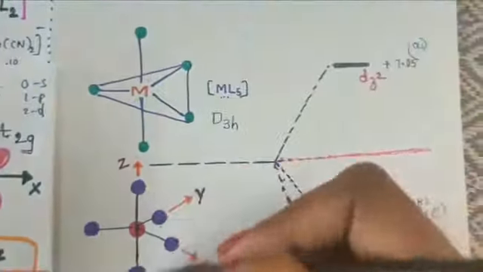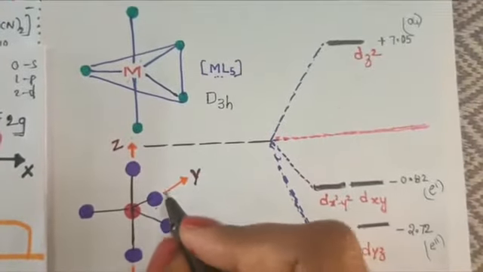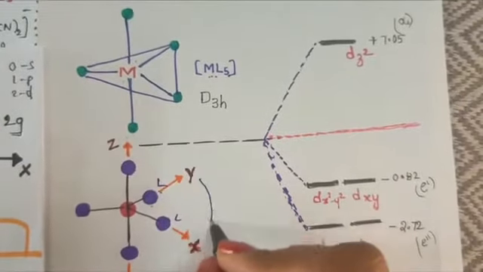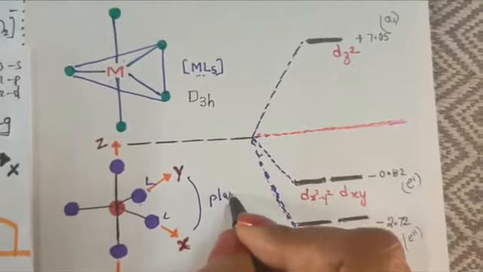If you look at the structure, this is a trigonal bipyramidal where 2 ligands approach the metal along the z-axis, and the remaining 3 ligands approach the metal along the xy plane. This is the xy plane.